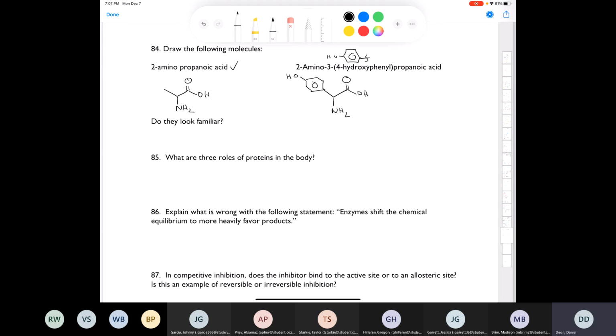Then it's just asking you if they look familiar to you. And the answer is yes, they should look familiar to you. Again, I don't ask you to memorize these, but this is alanine here, and then this one here is tyrosine.